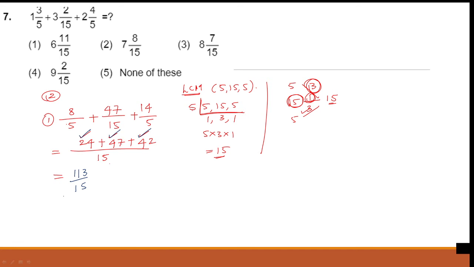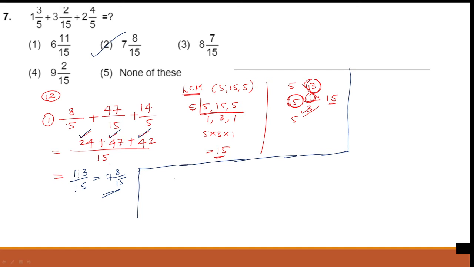Is that okay? Yes. What is 113 by 15? We need to convert that into a mixed fraction. That is 7 times, that is 105, and the remaining is 8. So 7 8 by 15 is the answer. So this is one method. And now I'll tell you another one.